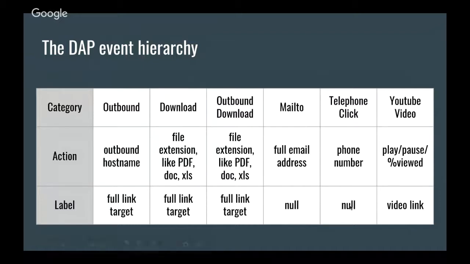Telephone click also doesn't have a label, and the action is just the phone number that somebody clicked on. And finally, the optional YouTube video. This is actually pretty cool. The action is either play or pause or the % viewed. So our default YouTube tracker will actually tell you if someone got a third of the way through, 2/3 of the way through, or all the way through the video in a percentage.